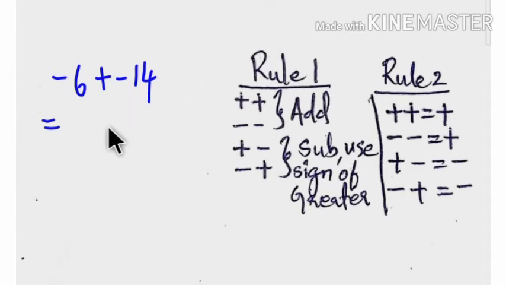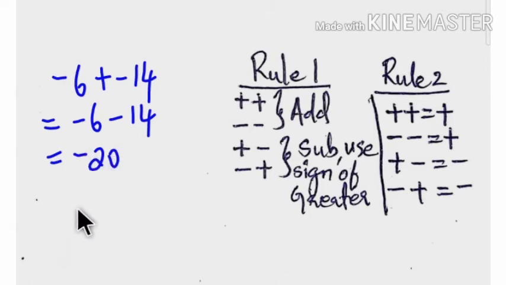Okay, in this example, minus 6 plus minus 14. So minus 6. Plus and minus can be replaced by a negative sign. This is third case, plus minus. Here you can see plus minus can be replaced by a negative sign. So negative 14. If the signs are same, we should add the numbers. 14 plus 6 is 20. Use the same sign, negative. So minus 20 is the answer.